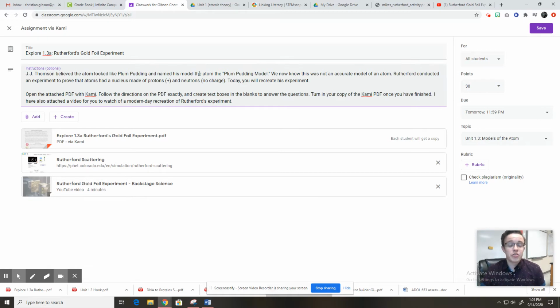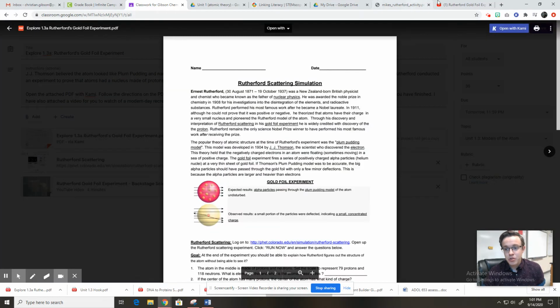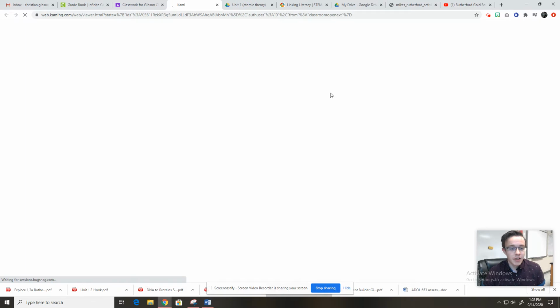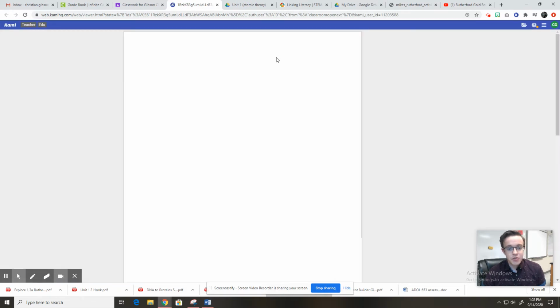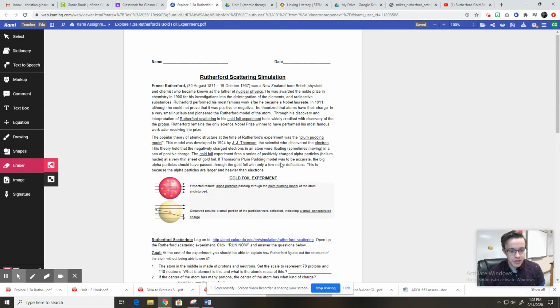What you guys are doing today is you're going to use a simulation to recreate Rutherford's experiment, the one he used to figure this out. So you're going to open this in Kami. It says open the attached PDF with Kami. And this is going to walk you through basically everything you need to do. You are going to create text boxes, and you can edit that. You can annotate this however you want to. But it gives you some information about Ernest Rutherford and his experiment called the gold foil experiment.